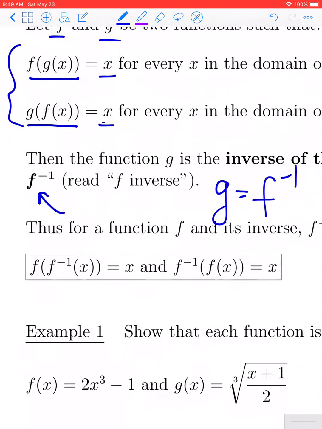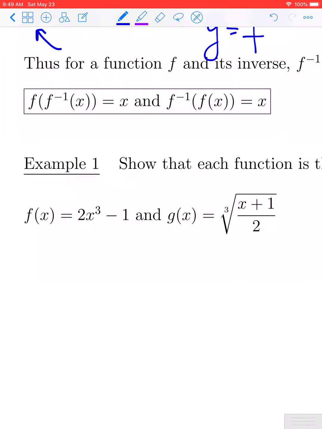We can rewrite that composition using this new notation. We say that a function f and its inverse satisfy the following property. When you compose those two in any order, you always get the original input back.